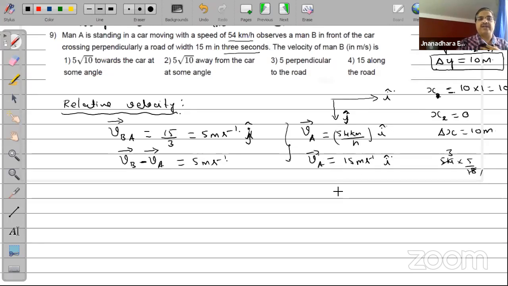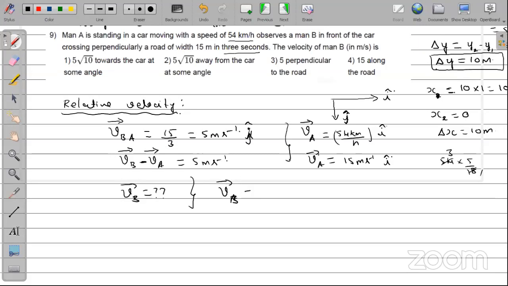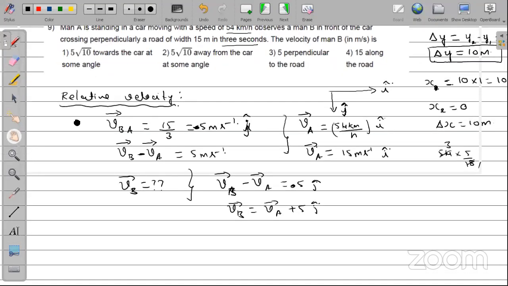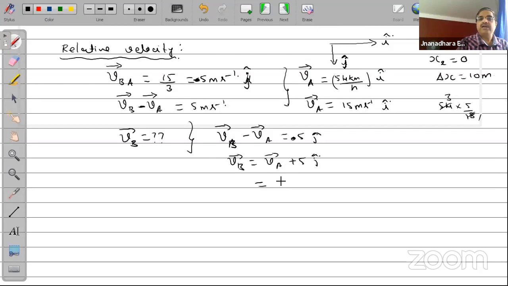Now, what am I supposed to find out? I'm supposed to find out VB. Can I do it? Because I know what VB minus VA is. VB minus VA is given to be 5 minus 5 J cap, because this is downward. It can also be taken as plus, doesn't matter. Therefore, VB is VA plus 5 J cap. Please look at it. This should be done very carefully.